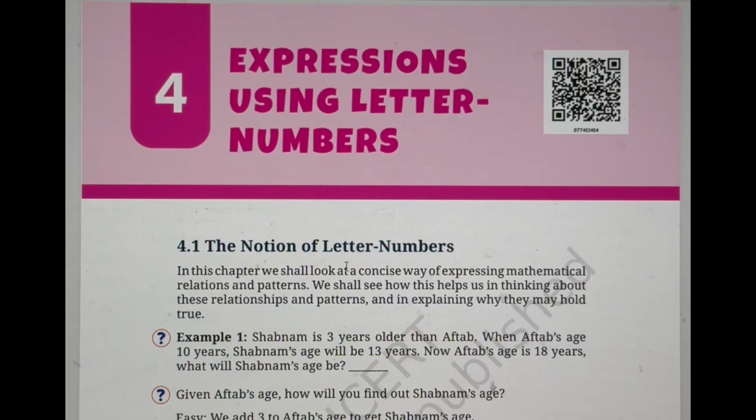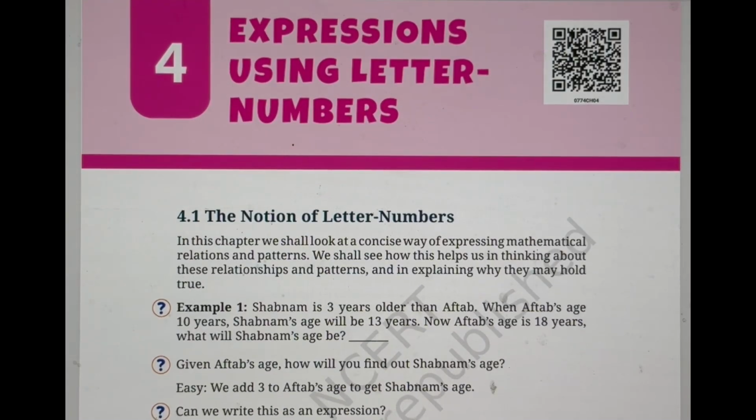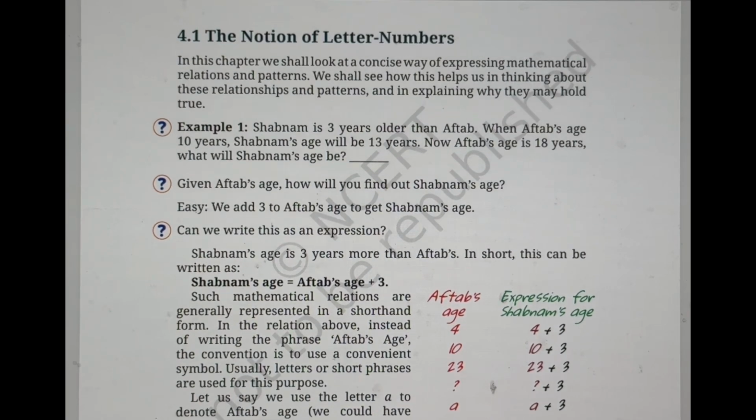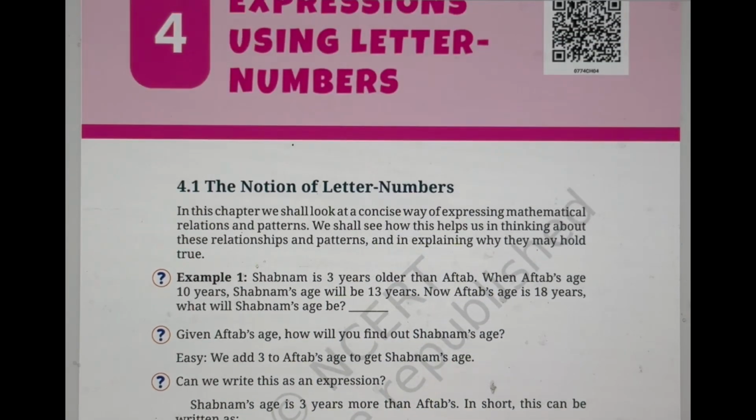In this chapter we shall look at a concise way of expressing mathematical relationships and patterns. We have learned patterns, we have learned relationships, but how to write them in a concise form, that we will understand once we understand the pattern, right? And we'll also learn how to explain whether it will hold true, whether it is correct or not. How can we cross check whether our expression is right or not. All those things we are going to learn.